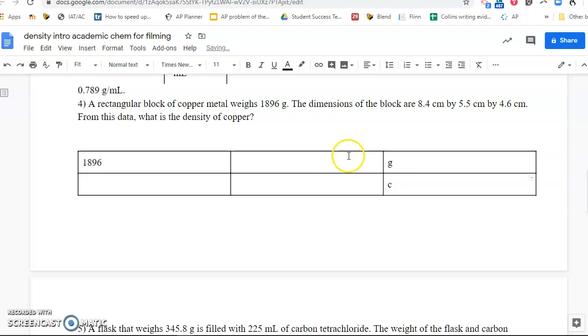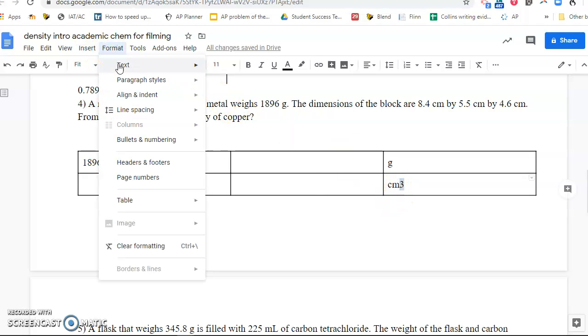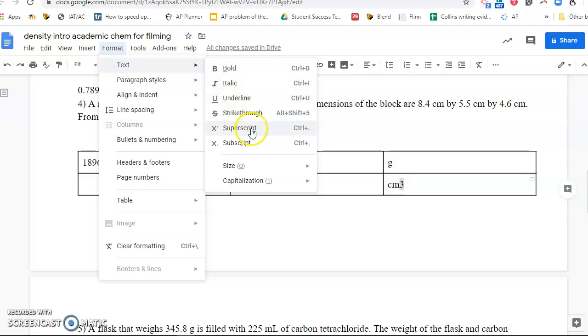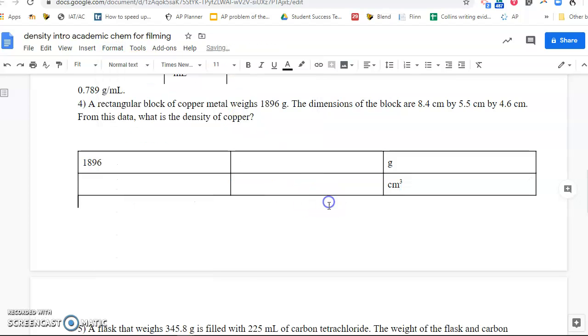with doing your problem as well. If you want to highlight, you can go up to Format, Text, highlight and superscript. Again, I'm not really caring under these circumstances if we don't have that. So that tells me that I have to have the gram part on the top. So these are all measurements. The grams are a measurement, and the 8.4, 5.5, all those centimeters, those need to go on the bottom.